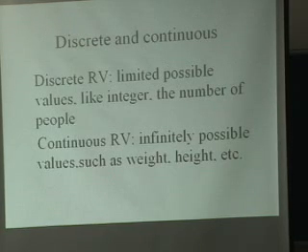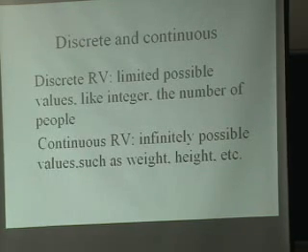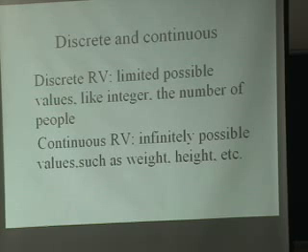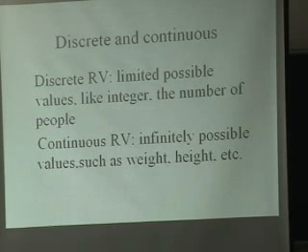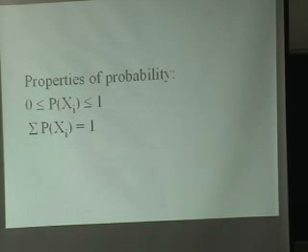Next, we have two types of random variables. The first one, discrete, basically means integer, right? Continuous is real number, or sometimes you can have fractions, decimal points, okay? The first one is like number of people, number of cars, and the second one, continuous, is like weight, height, income. The properties of probability are the same: for any event, the probability is greater than or equal to 0 and less than or equal to 1. And for the whole sample space, the probability should be equal to 1.